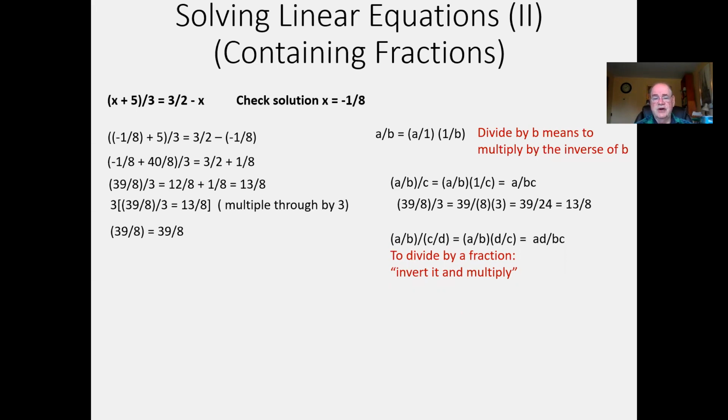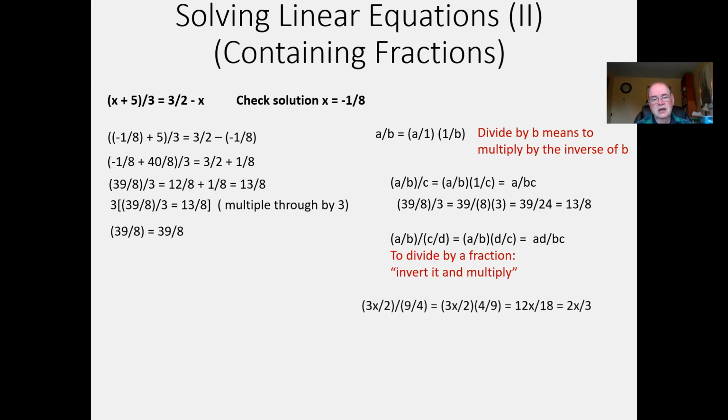And so dividing by c over d is the same as multiplying by d over c. Multiplying across gives us ad over bc. Okay. The algorithm to divide by a fraction: invert and multiply. That phrase should be somewhere rattling around in your head. You've heard it a million times. To divide by a fraction, invert the denominator and multiply.